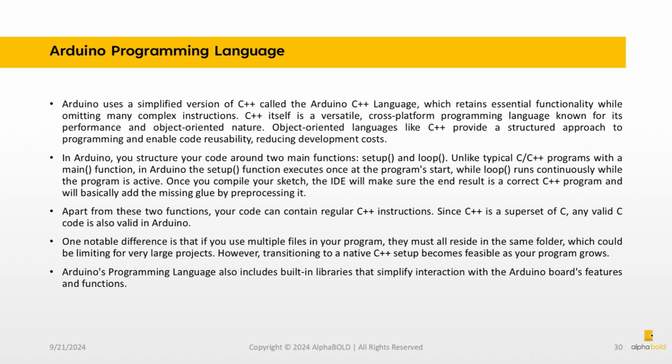Apart from these two functions, your code can contain regular C++ instructions. Since C++ is a superset of C, any valid C code is also valid in Arduino. One notable difference is that if you use multiple files in your program, they must all reside in the same folder, which could be limiting for very large projects. However, transitioning to a native C++ setup becomes feasible as your program grows. Arduino's programming language also includes built-in libraries that simplify interaction with the Arduino board's features and functions.